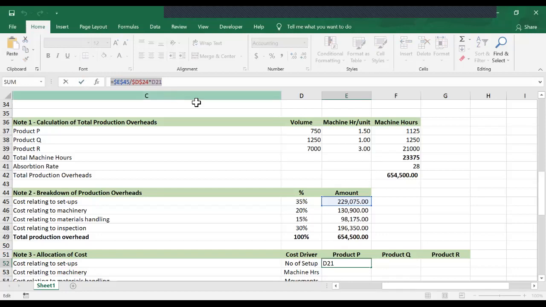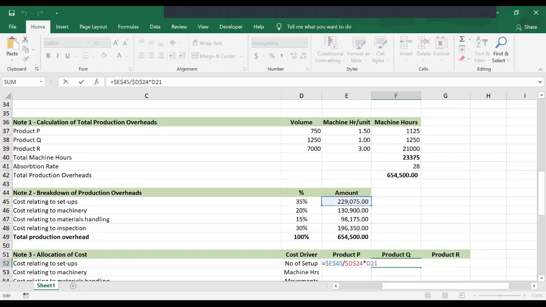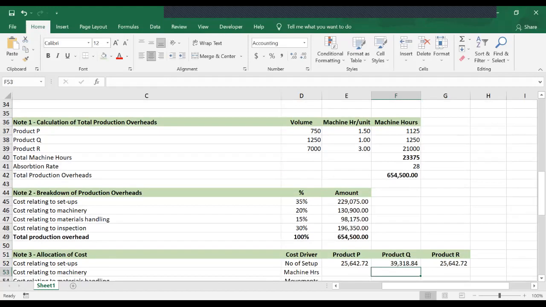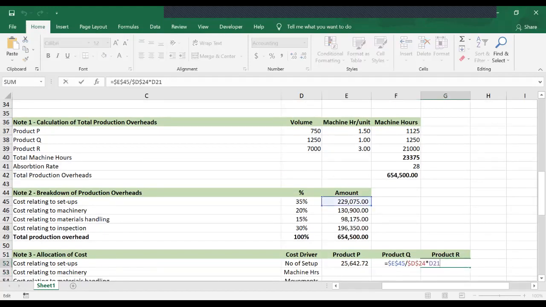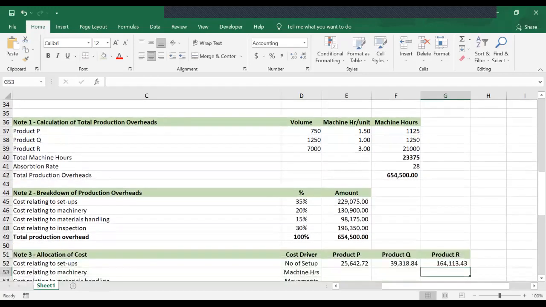So I'll just copy this part. Just hold on a minute, I'll just edit the formula. In the second part, we have to use this 115, and in the third part we have to use product R, 480. In the same manner, you can see that the total cost of all these three is equal to 229075. Okay, and this is allocated.